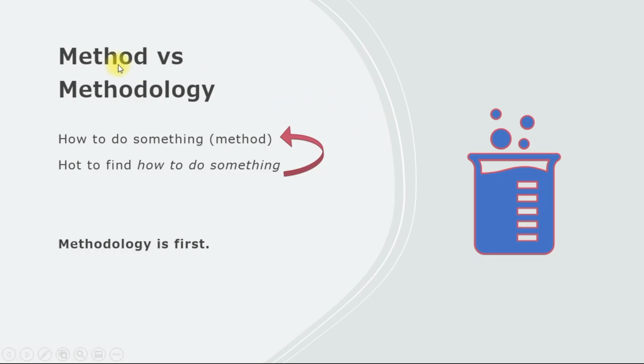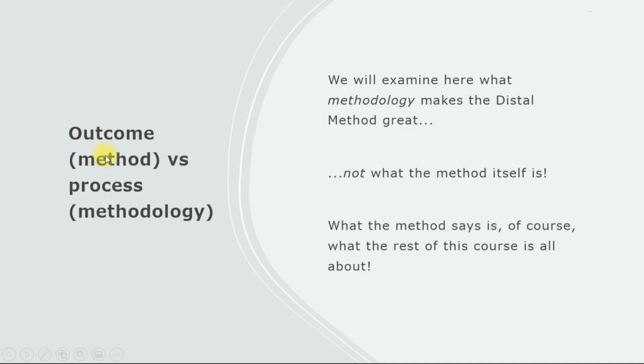So what is the difference between method and methodology? First of all, the method is how to do something. It's the steps you should follow. The methodology is how to find the steps, how to do something. So methodology is first and the method follows. We don't have a method if we don't have a methodology to create, to make a method. Again, let's see some differences between the outcome and the process. The outcome is the method, and the process is analogous to the methodology.